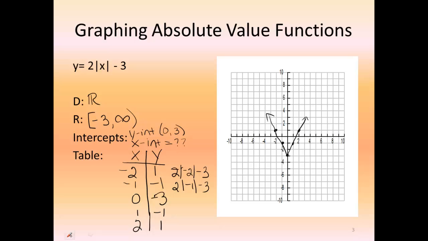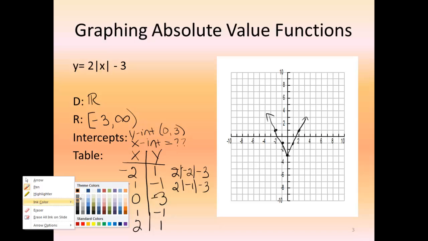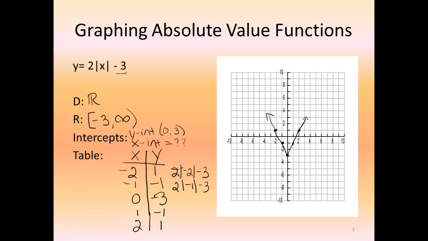Okay. Now let's talk about why something's changed from that basic graph. If you remember from when we talked about graphing lines, this -3 can take the graph and move it down 3. And that's exactly what's happened in this graph. Instead of being at (0, 0), this y-coordinate has moved down 3.